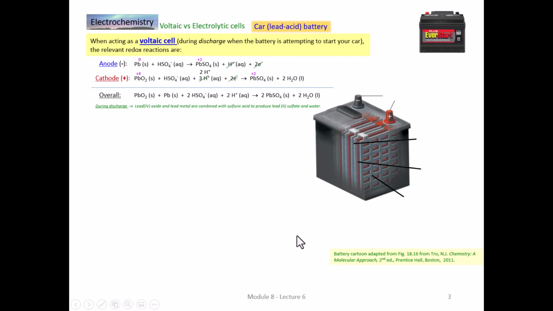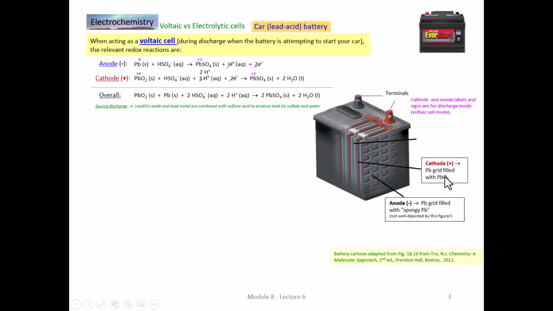Here's a graphic of a battery that I altered for my purposes here. This should look familiar. You have the terminals of the battery. The cathode and anode labels and signs are for discharge mode here. The anode is a lead grid filled with what's called spongy lead. This is not all that well depicted in this figure, but when we write the anode as solid lead, it's actually a grid of lead that's filled with spongy lead. It's all just lead, the element. The cathode is a lead grid filled with lead dioxide.